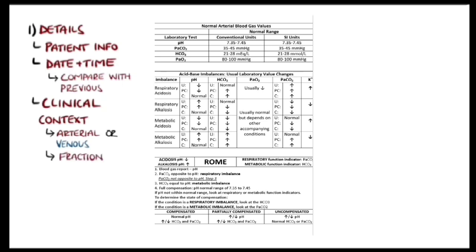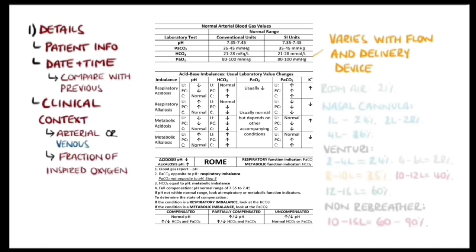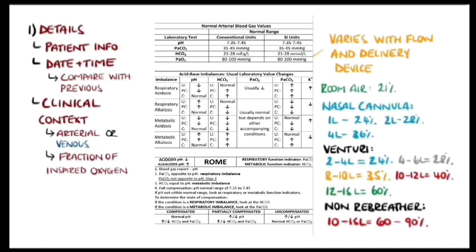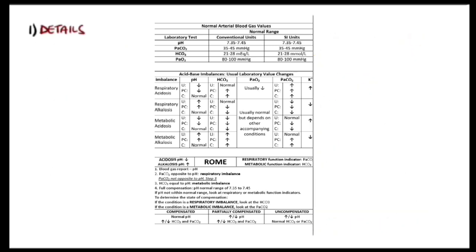Normal PO2 is above 10 kilopascals on room air, and if on oxygen should be 10 less than the fraction of inspired oxygen. For example, 2 litres of oxygen through a nasal cannula delivers around 28% oxygen, so the PO2 should be above 18 kilopascals. This is why the flow and oxygen delivery device needs to be recorded.